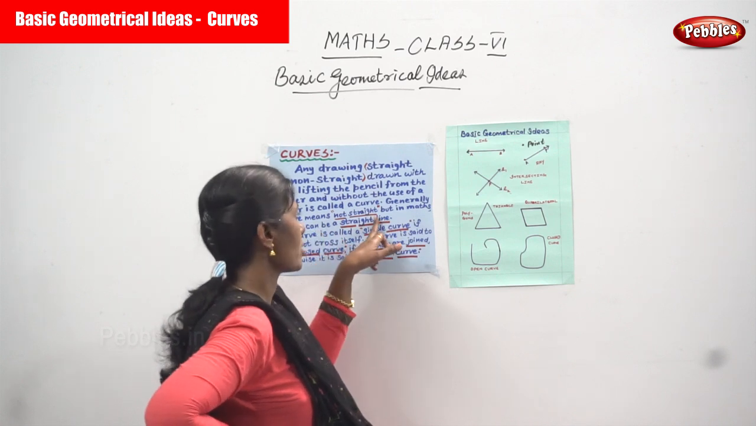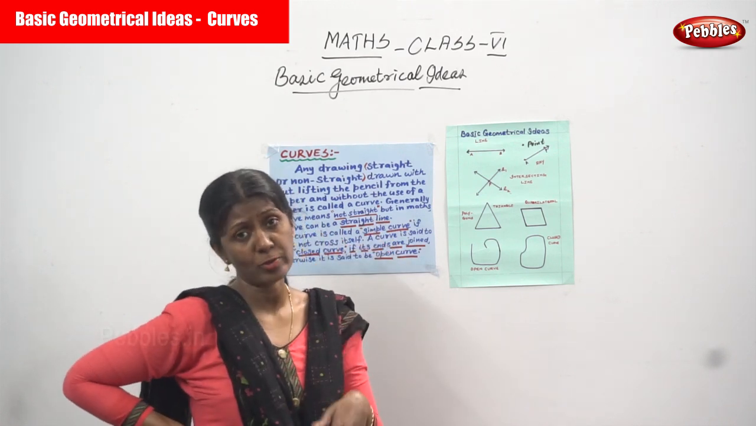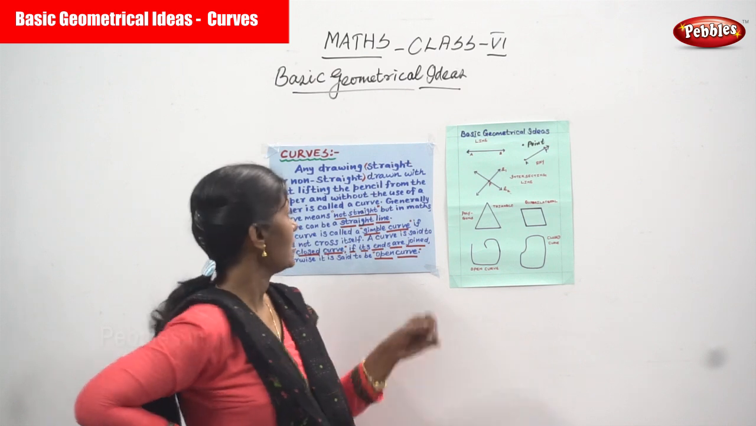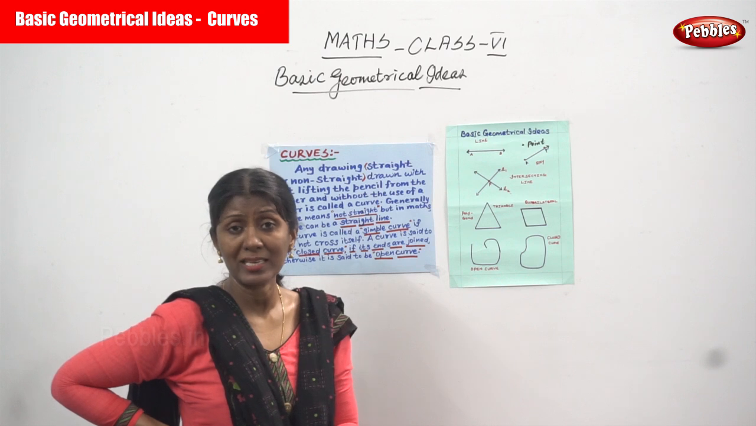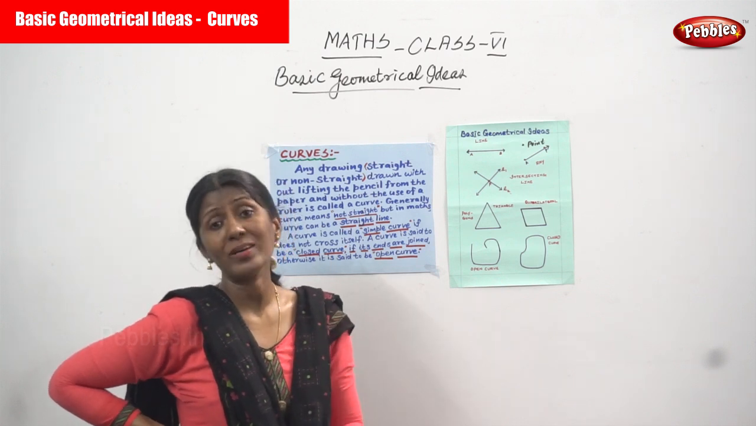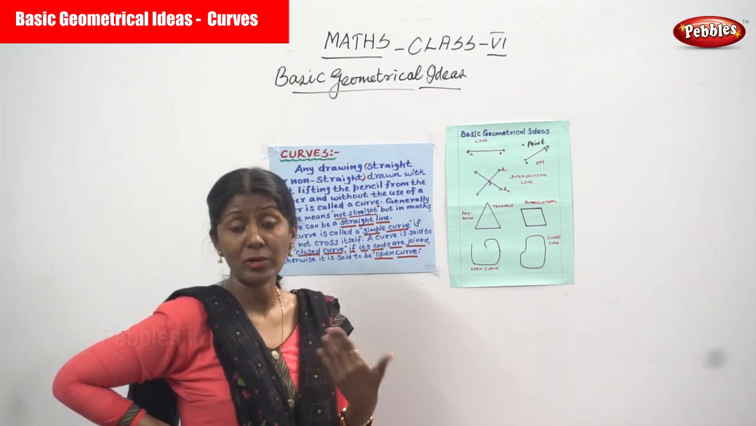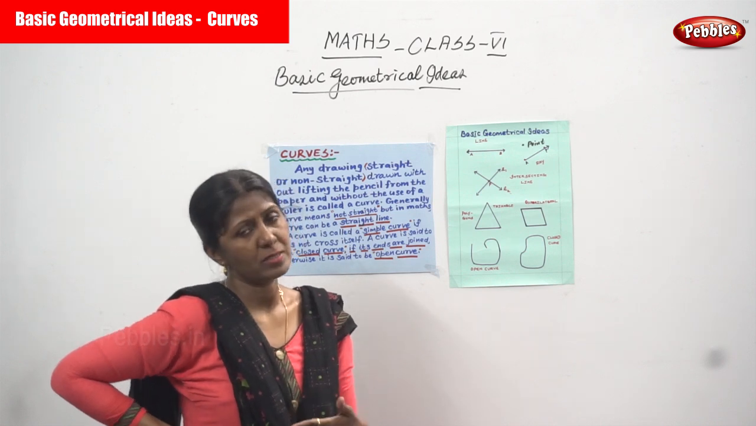Generally, curve means not straight. You know that curve means not straight, but in maths a curve can be a straight line. In maths, a straight line is also a curve. That is what I mentioned before. I think you understand.